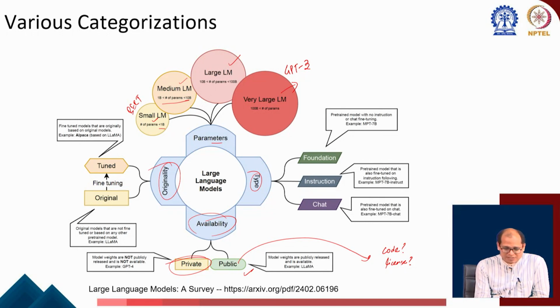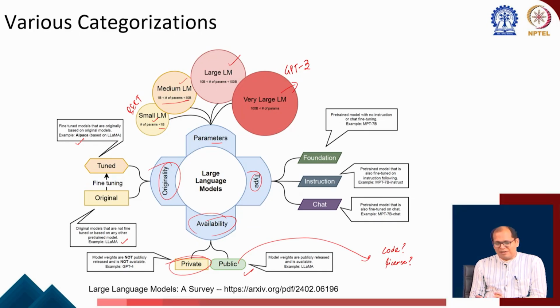Then the third one is originality, whether they are original models. That means they are pre-trained from scratch, or they are just tuned models, where you take a pre-trained model and further tune it. Llama is an original model trained from scratch, while Alpaca is based on Llama. It is tuned based on Llama, so it is a tuned model.